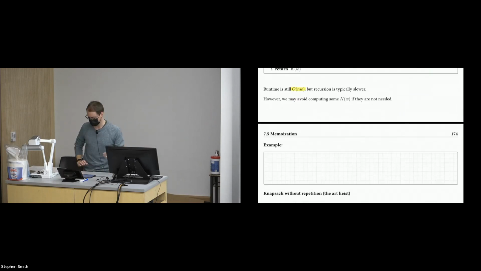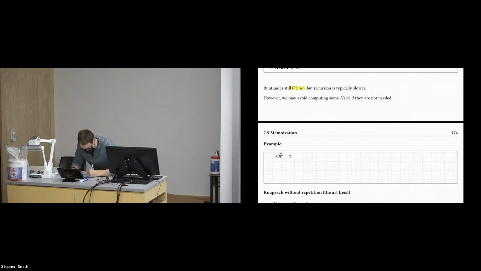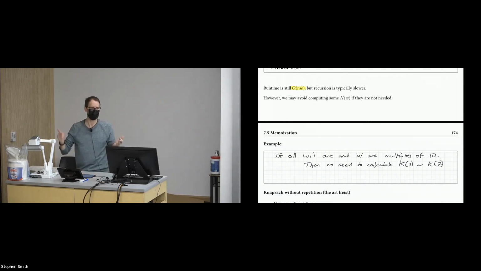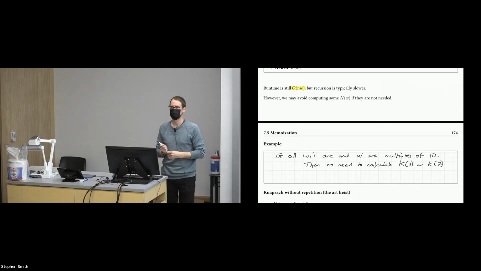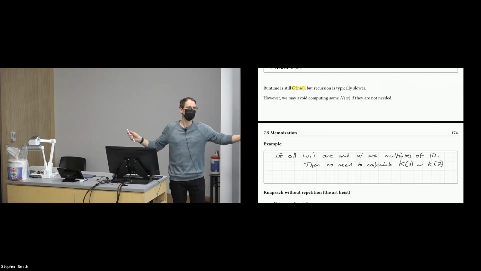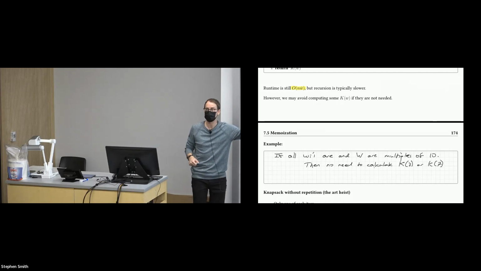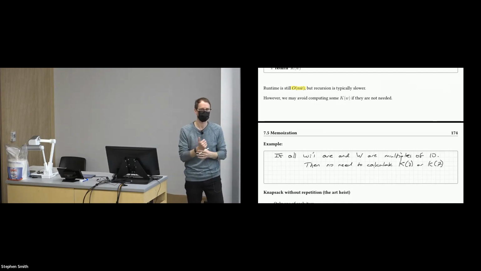And just to give you an extreme example, let's say that, maybe too simple an example, all the wi's and our capital W are multiples of 10. Then there's no need to calculate k of 3 or k of 7. I mean, those are just two examples, right? But anything that's not a multiple of 10, there's no need to calculate it. So if I just naively implement the bottom-up, I will actually fill in all of those entries in the table. Whereas if I do this top-down one, just naturally, it'll only look up the multiples of 10 because all the weights are always going to be multiples of 10. Does that make sense?